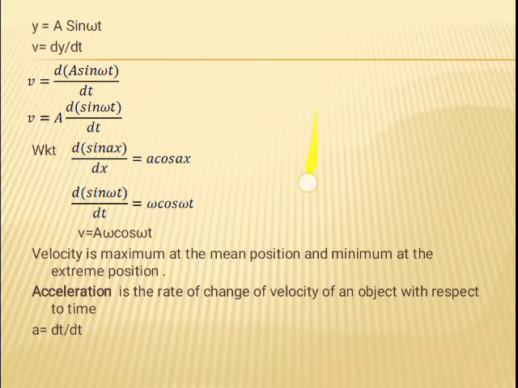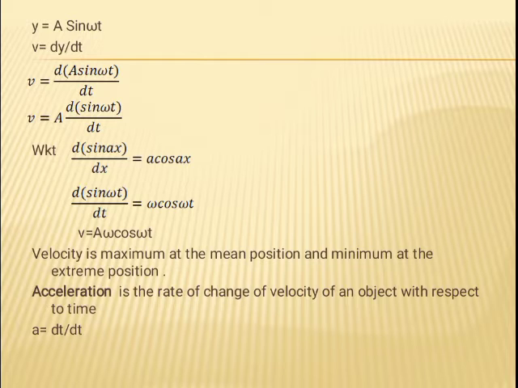But what would happen to a pendulum when it comes to its mean position? When it swings and comes to this position, what happens? Its velocity is maximum. Even when you play on a swing, what happens?